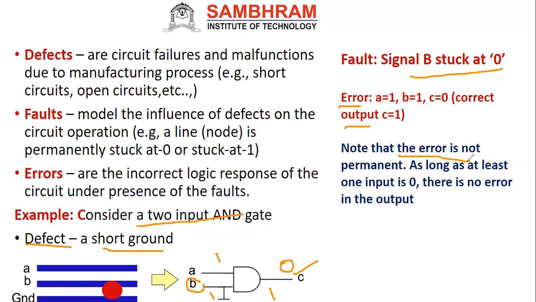Note that the error is not permanent always. As long as at least one input is 0, there is no error in the output. So for example, if both are 1, and I get output as 0, then it is an error. But if any one input is 0, for example 0, 1, 1, 0, 0, 0, this 0 is correct only. Only for the combination 1, 1 is it an error. That is why I can say the error is not permanent actually. As long as at least one input is 0, there is no error in the output.